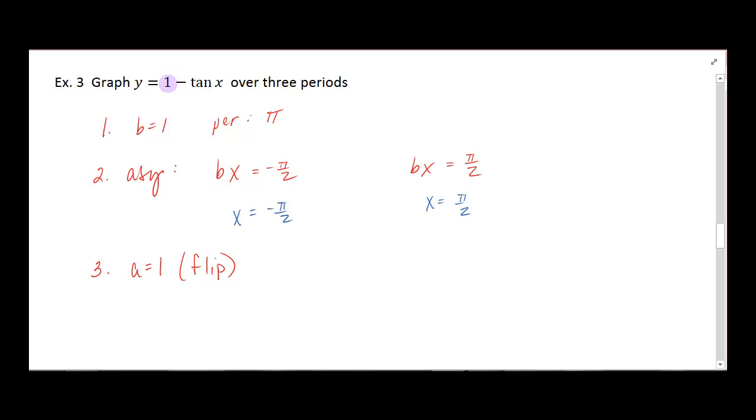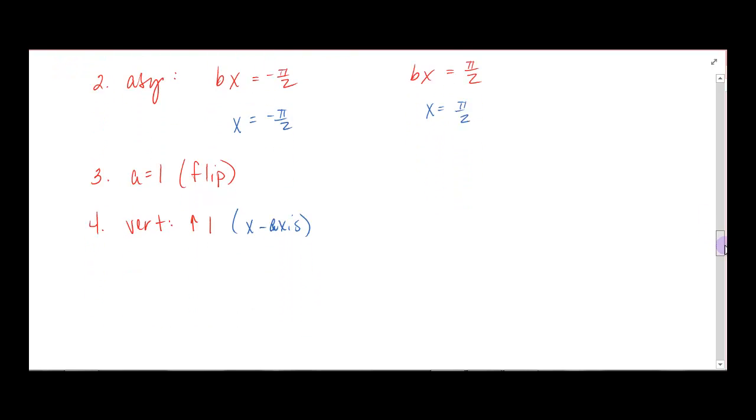And finally we get to the vertical shift. This is a number that is being added or subtracted to the trig function, and therefore I will shift either up or down. In this case, since 1 is positive, I'm going to be shifting up by 1. So I'm going to take my x-axis and shift it up by 1, and we'll get to that in just a second.